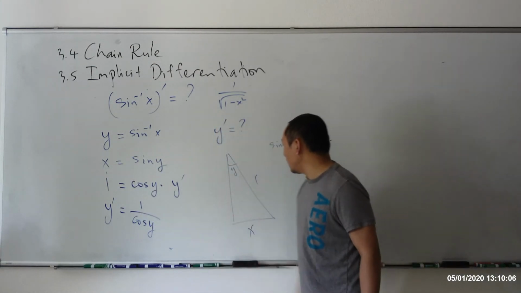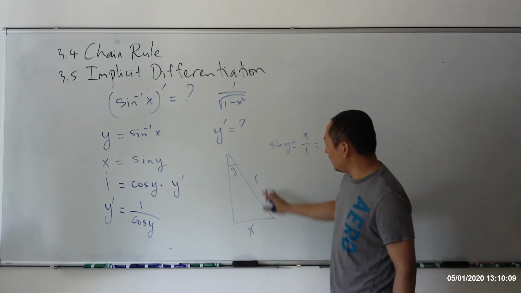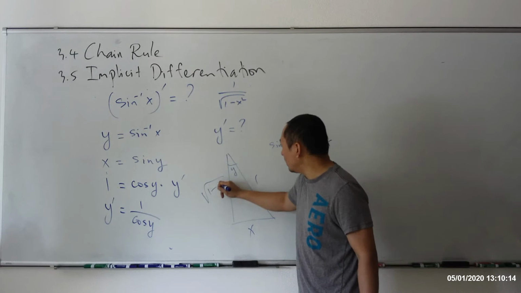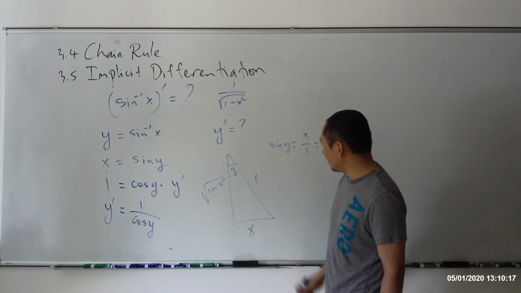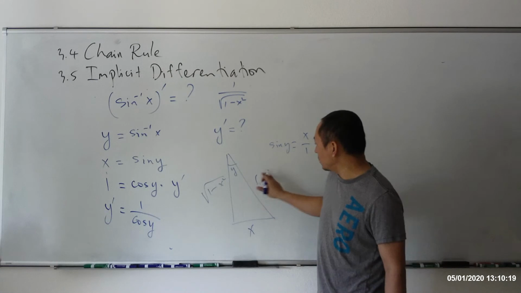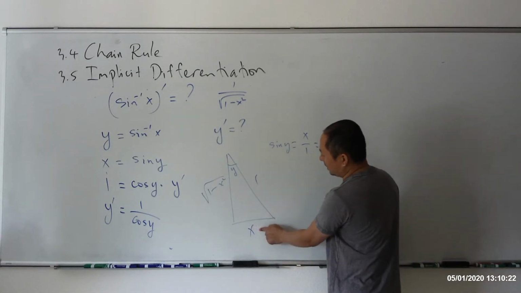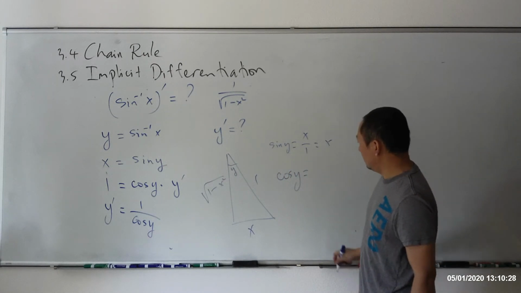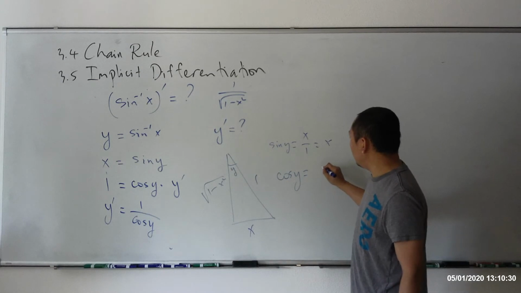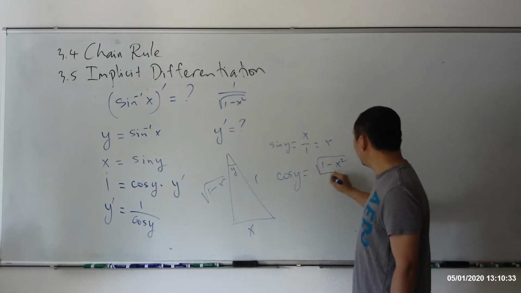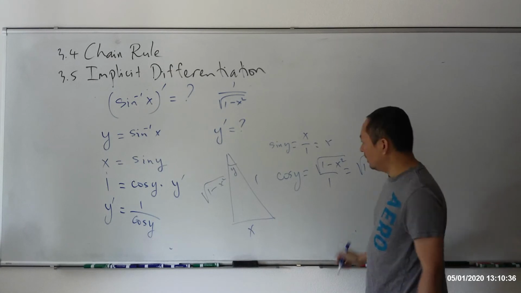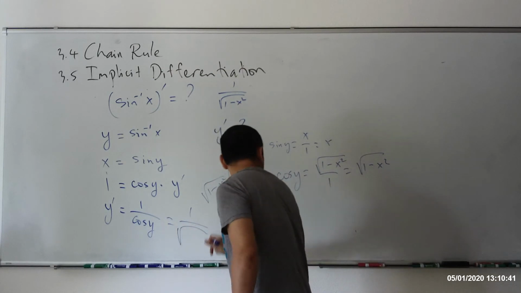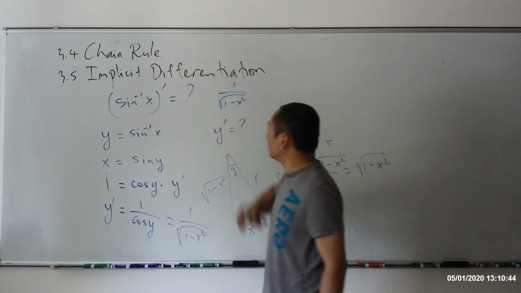So I'm going to calculate cosine of y. I'm going to calculate the other side. This is 1, this is x. The Pythagorean theorem tells me that this side is the square root of 1 minus x squared, because x squared plus this side squared, 1 minus x squared, equals 1. In other words, I take 1 squared minus x squared and then take the square root. So cosine of y is adjacent over hypotenuse: the square root of 1 minus x squared over 1, which is just the square root of 1 minus x squared. I'll plug it in here. y prime is 1 over cosine, which is 1 over the square root of 1 minus x squared. I got the formula.